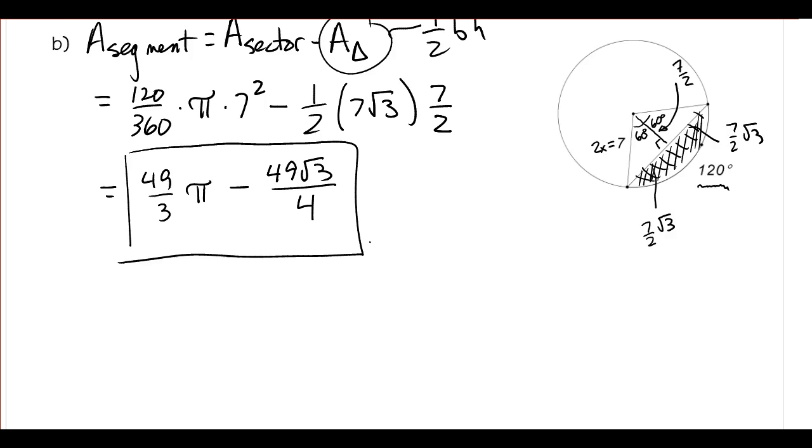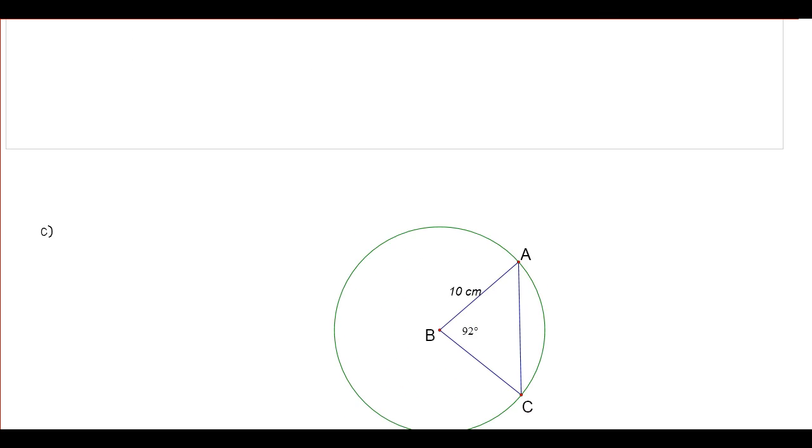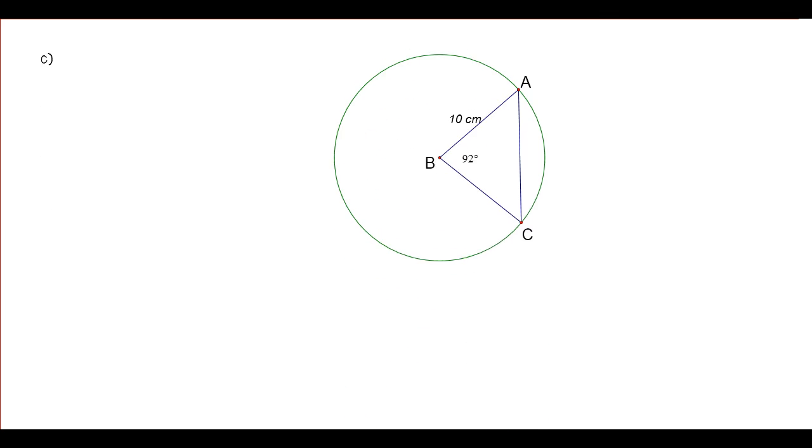Alright, so moving on to example C. This one now is going to get a little bit more difficult because we're not going to end up with a special triangle because we have this angle in here that's 92 degrees. So I'm still going to do the same thing. I'm going to drop down an altitude. So I get 2 right triangles.